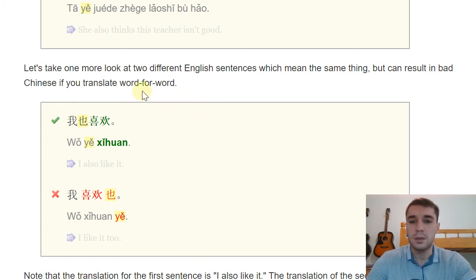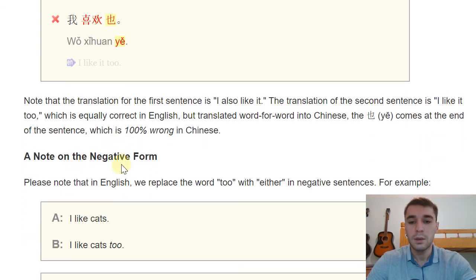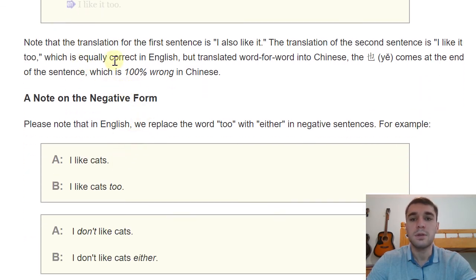他也觉得这个老师不好. She also thinks this teacher is not good. So if you want to say also or too, you can just say 也 after the subject. Okay, what mistakes can you make? Don't say 我喜欢也, not at the end like in English, no. Only after the subject: 我也喜欢, I also like it. Note that the translation of the first sentence is I also like it. The translation of the second sentence is I like it too, which is equally correct in English, but translated word for word into Chinese, the 也 comes at the end of the sentence, which is 100% wrong in Chinese.